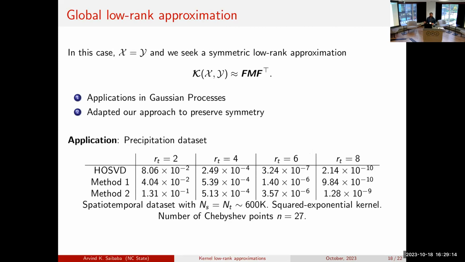In the Tucker case, it's easy. You just have to copy your first n core matrices to the last, and you can show that preserves the symmetry. That has applications in Gaussian processes. Actually, not just symmetric, it also preserves positive semi-definiteness.